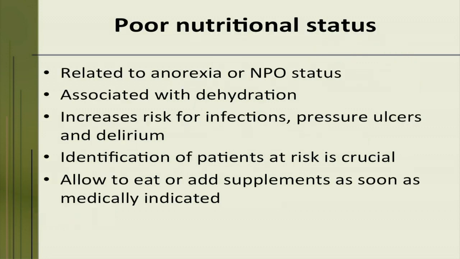Let's talk about poor nutritional status. Nutritional status affects healing time, immune system function, energy levels, strength. All these things are critical to the older adult's recovery and recuperation. We know that malnutrition at baseline leads to high complication rates. And those kind of complication rates can include things such as increased mortality, longer hospital stays, and increased hospital costs.